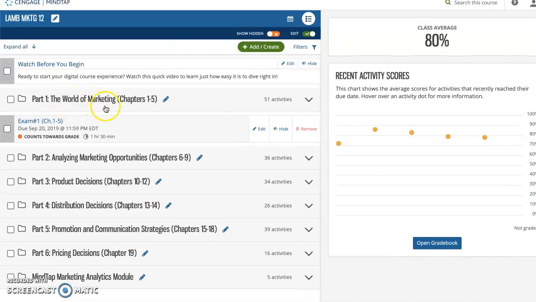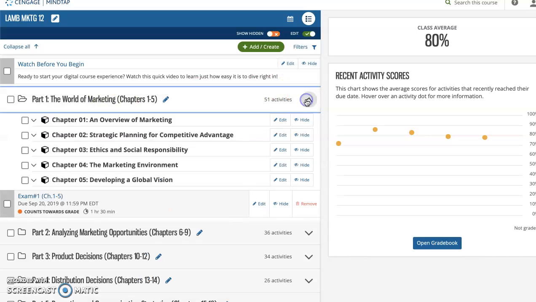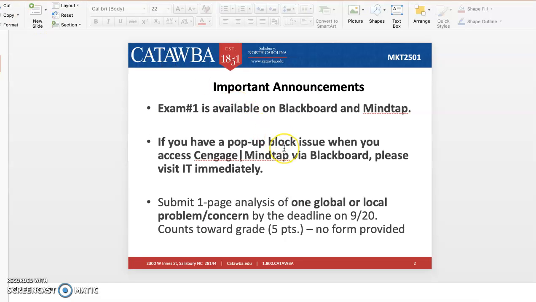Under Part 1, if you expand it, you can see Exam 1 underneath. And when you click on that link, you can directly go to the exam and complete it. Now, I will go over the details for how to complete Exam 1 in just a little bit.